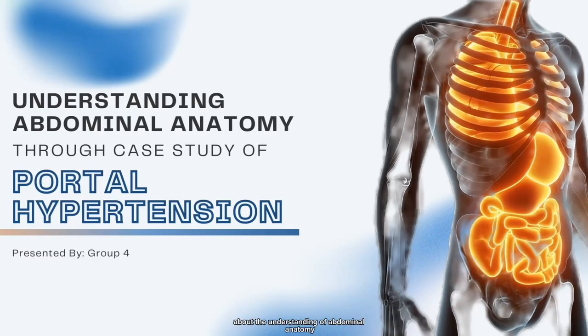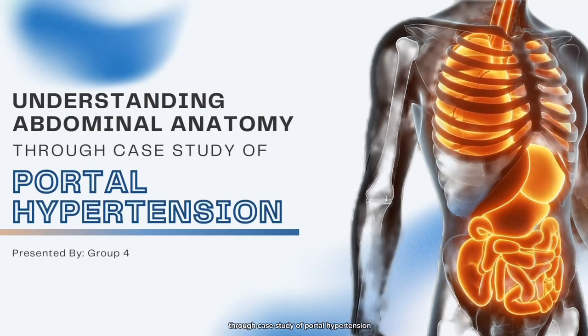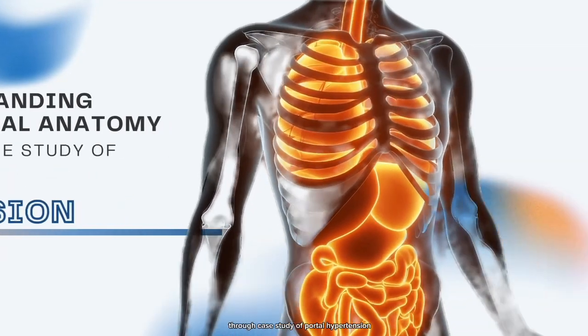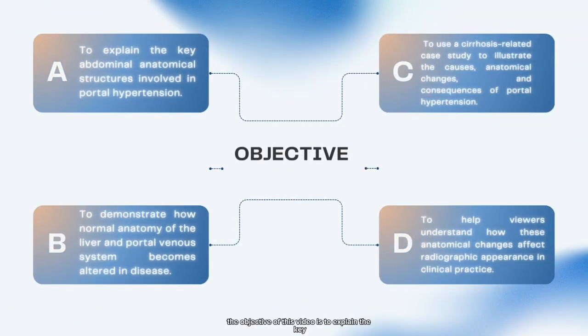Today we're going to explain about understanding abdominal anatomy through a case study of portal hypertension. The objective of this video is to explain the key abdominal anatomical structures involved in portal hypertension, to demonstrate how normal anatomy of the liver and portal venous system become altered in disease, to use a cirrhosis-related case study to illustrate the causes, anatomical changes, and the consequences of portal hypertension, and to help viewers understand how these anatomical changes affect radiographic appearance in clinical practice.